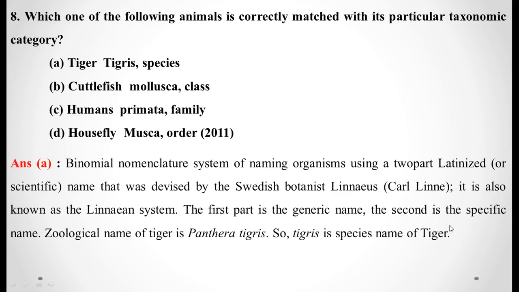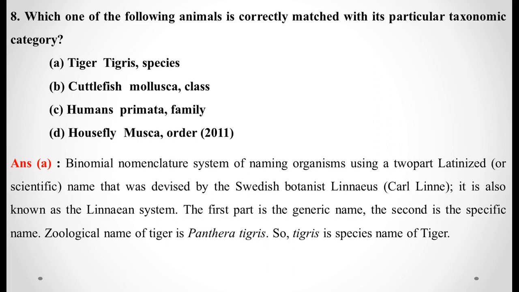That is binomial nomenclature, a system of naming organisms using a two-part Latinized scientific name, devised by the Swedish botanist Carl Linnaeus. It is also known as the Linnaean system. The first part is the generic name, the second is the specific name. The zoological name of tiger is Panthera tigris. So tigris is the species name of tiger. So it's the correct option.